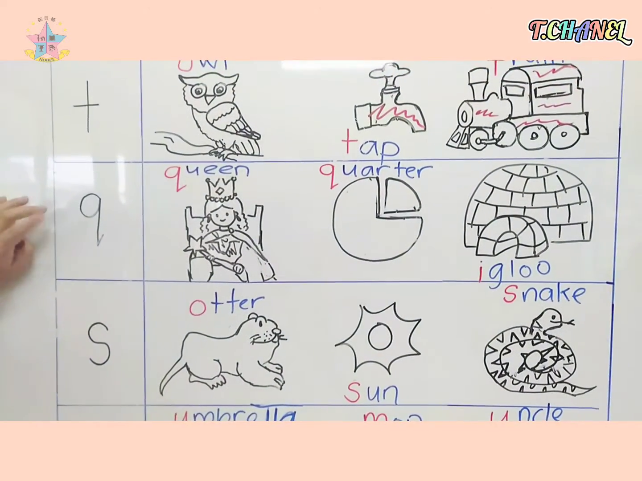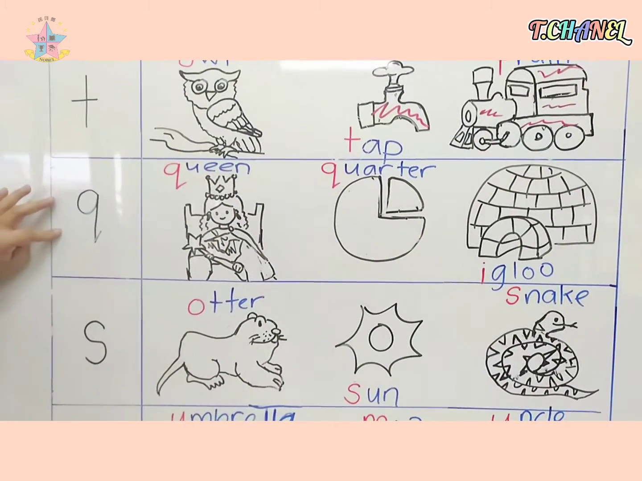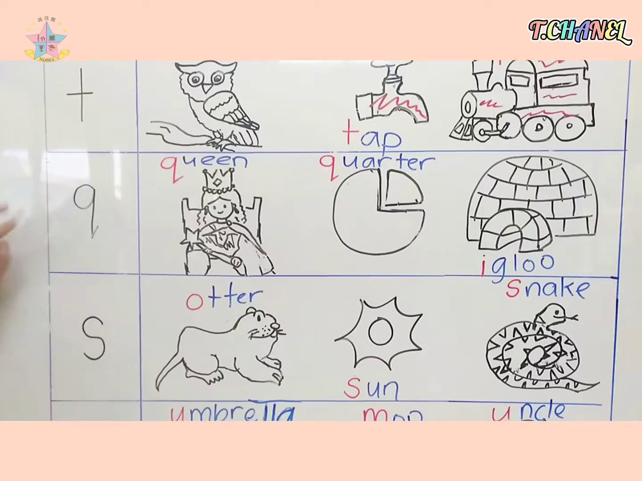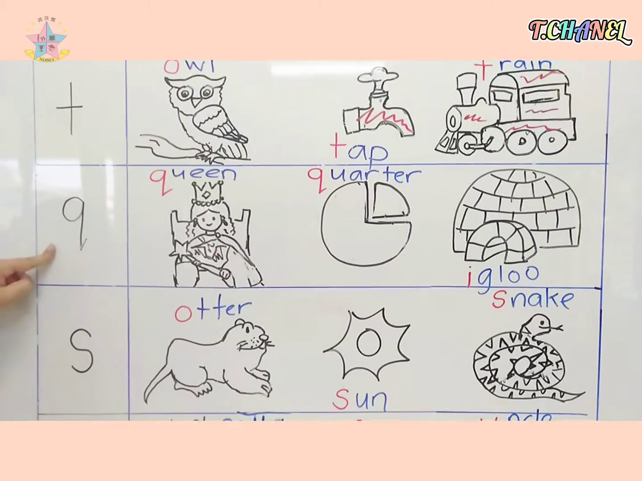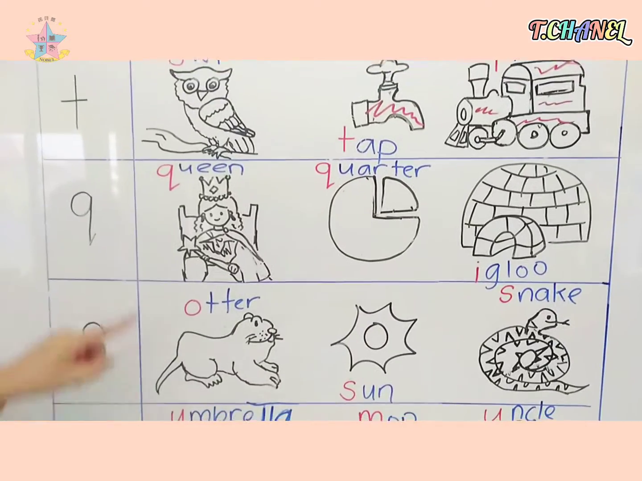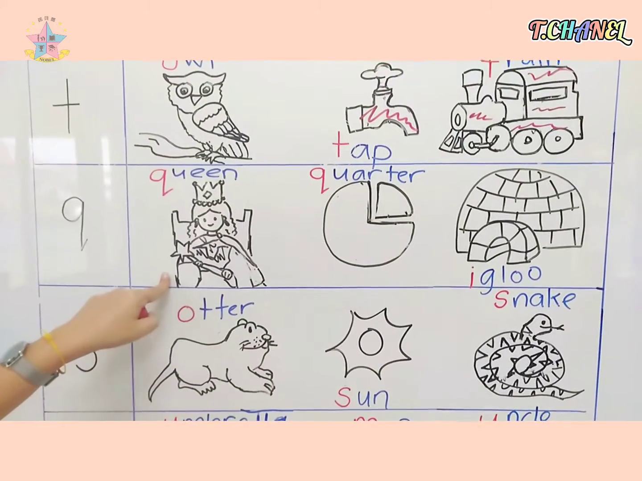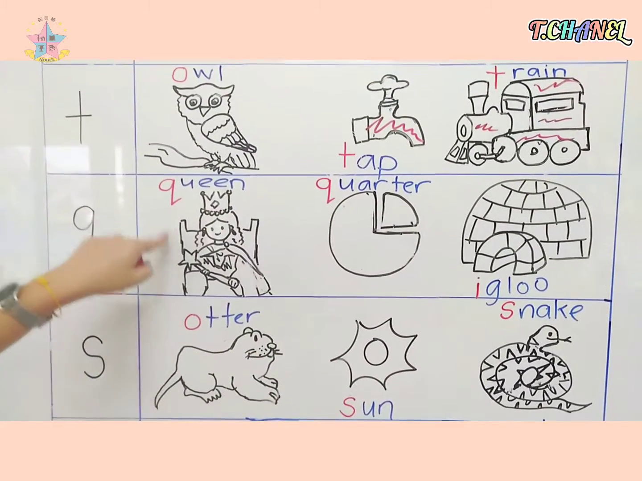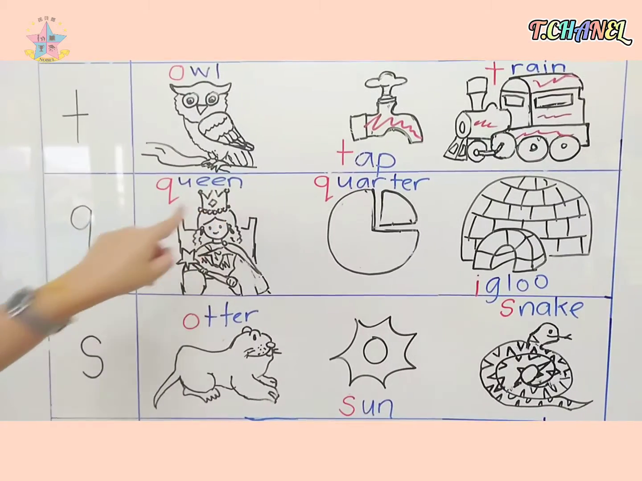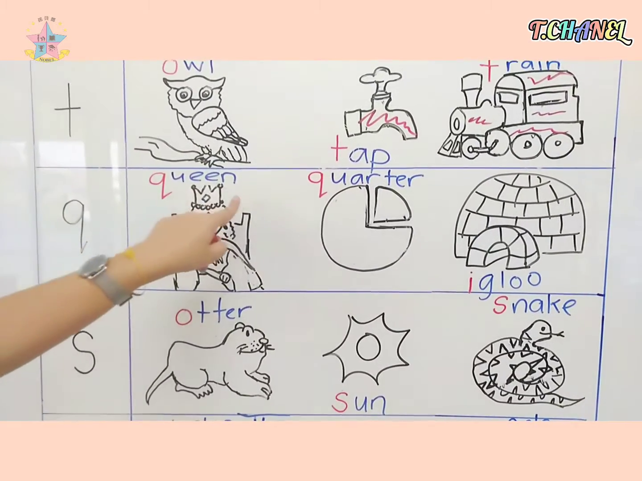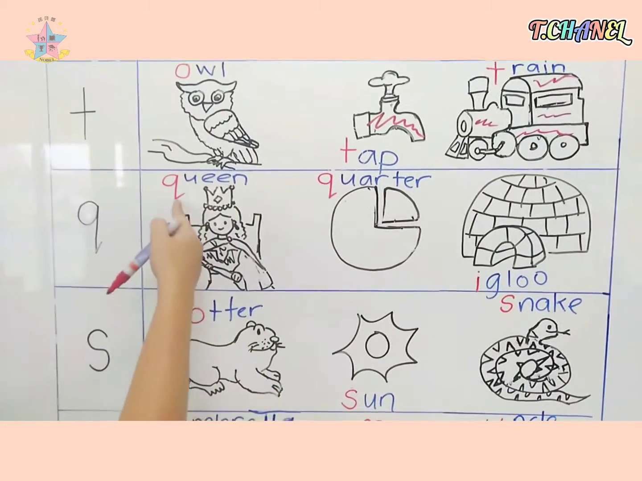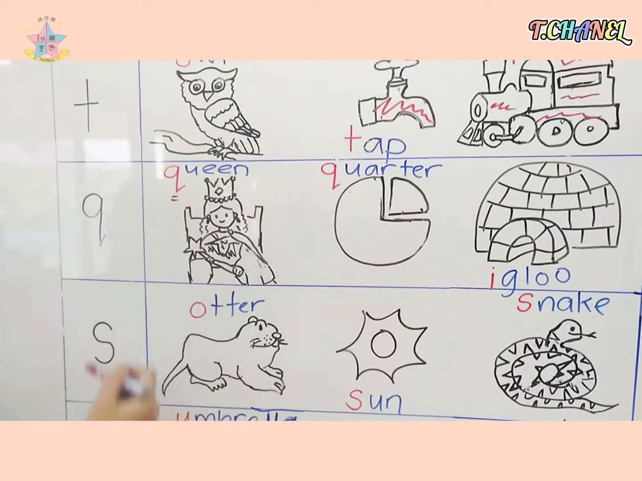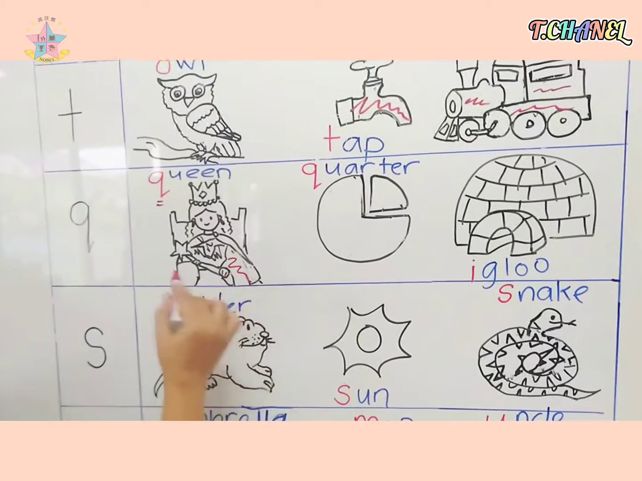Okay, what letter is this? This is the letter Q. Q, quote. Q, quote. Okay, what picture is this? This is a picture of queen. Q, quote, queen. Q, quote, queen. Is queen start with the letter Q? Yes. So you color the picture.